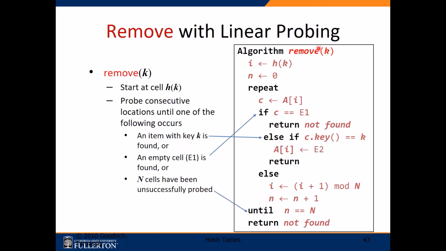The third operation, remove, is also similar to find. The only input is some key k. And essentially, we repeat the same steps as in the find operation to get the cell that contains that key k. And then we just overwrite that cell with our E2 marker to indicate that the cell is now empty and I can reuse it in the future.